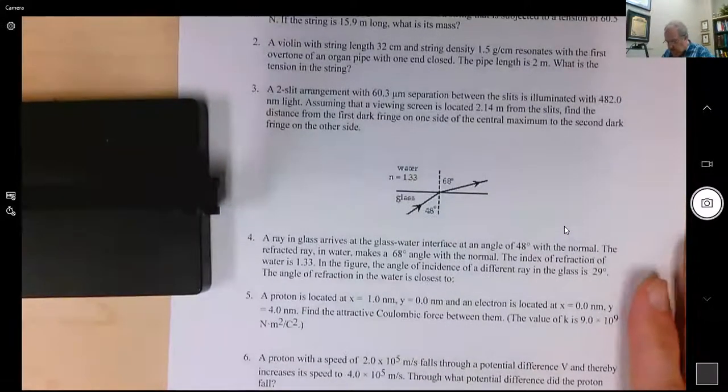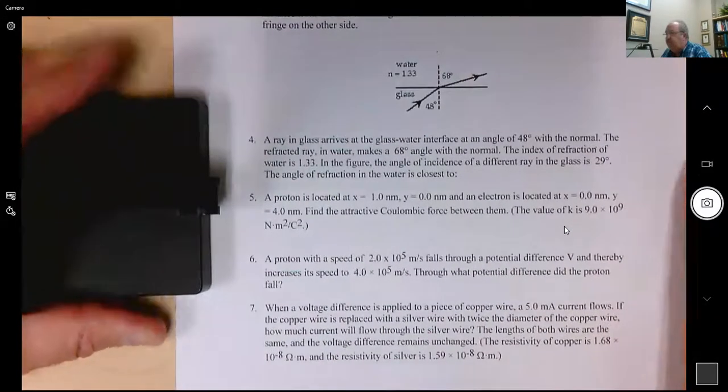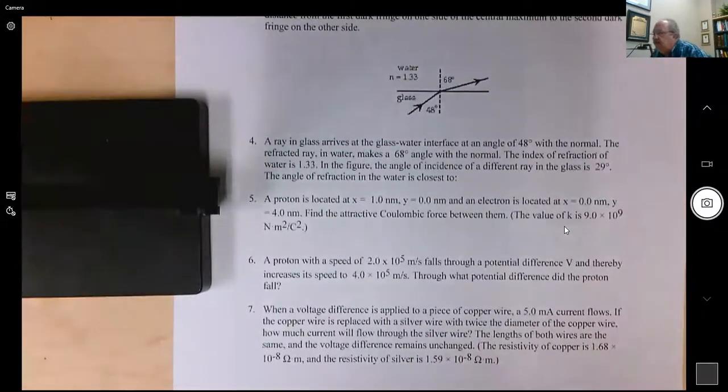Okay, for the next problem, you have a proton located at x equals 1 nanometer and y equals 0 nanometers. And then you have an electron that's located at x equals 0 nanometers and y equals 1 nanometer. Okay, and you want to find the attractive Coulombic force between the two of them. Okay, and the value for K is given there.